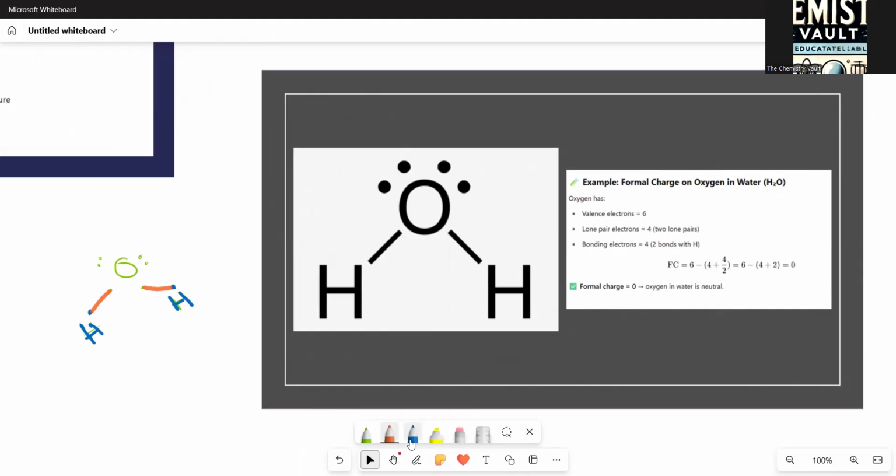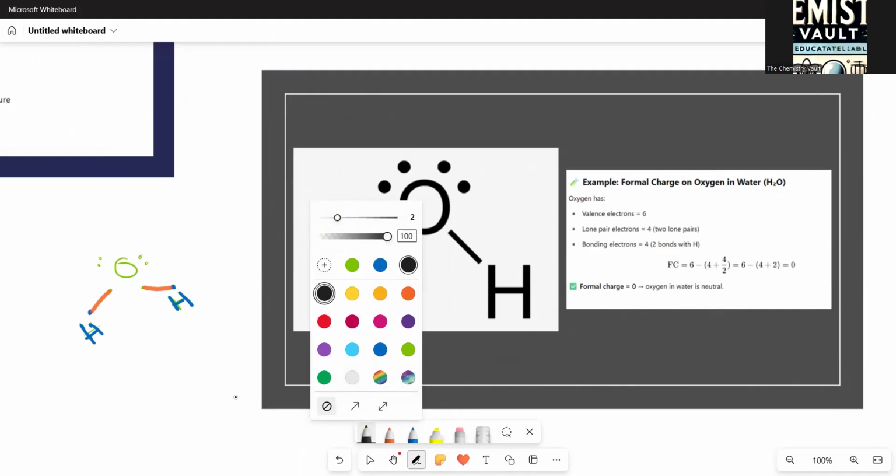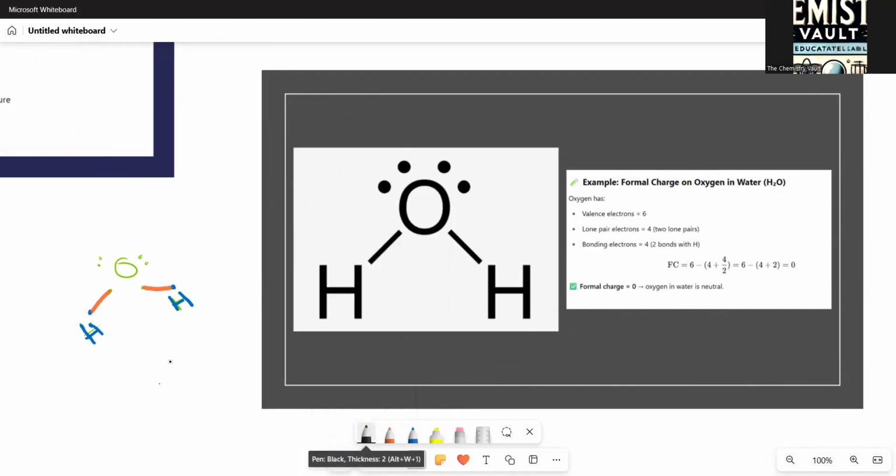Now we will calculate for oxygen. The valence electrons in oxygen are 6. Now what is the number of lone pairs? There are two lone pairs, and the number of lone pair electrons is 4. There are 4 lone pair electrons on the oxygen atom. And bonding electrons, how many are there? They form two bonds. It means in two bonds there are 4 bonding electrons involved.